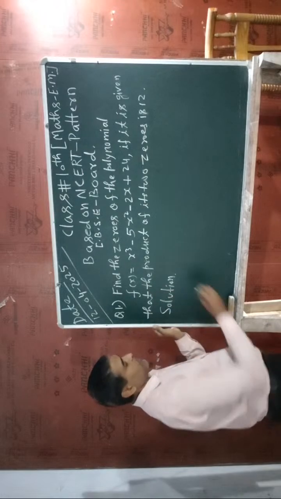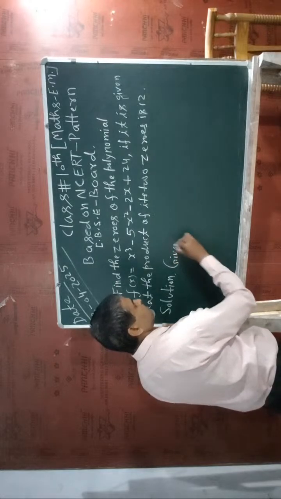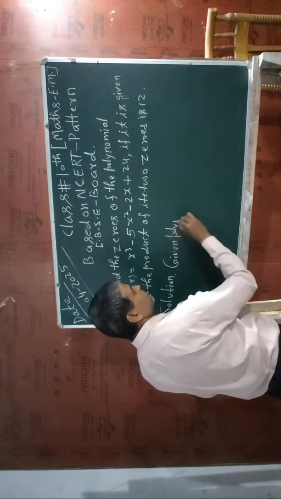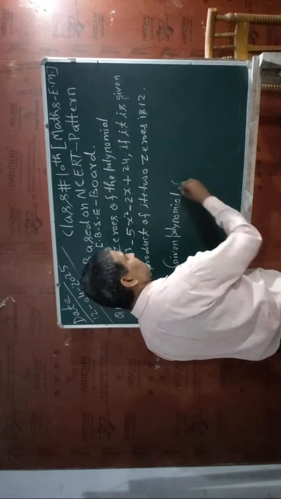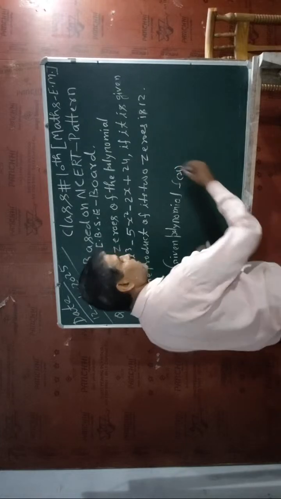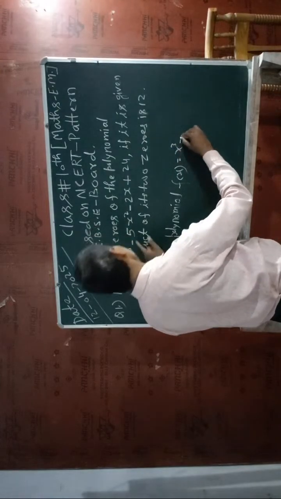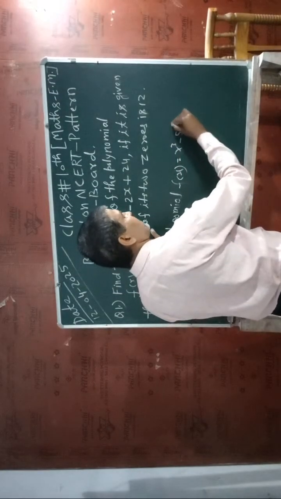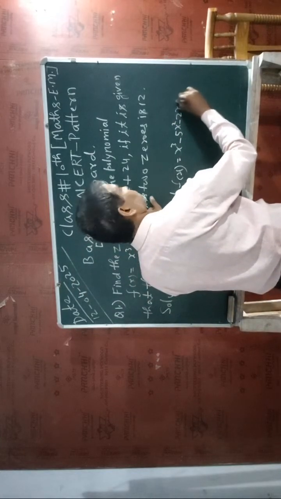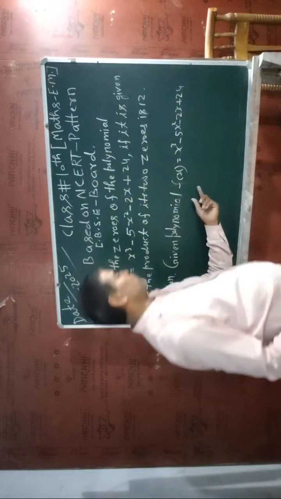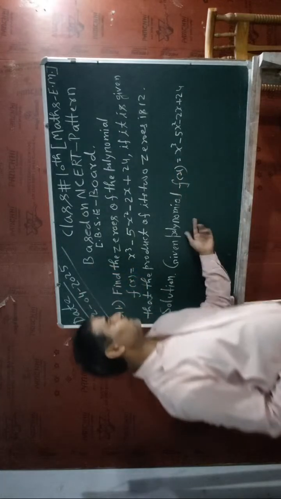First of all, I am going to give the solution. I will write here: solution. The given polynomial is f of x, which is equal to x cube minus 5x square minus 2x plus 24. This is the cubic polynomial which is given in my question, so I have written it from the question.